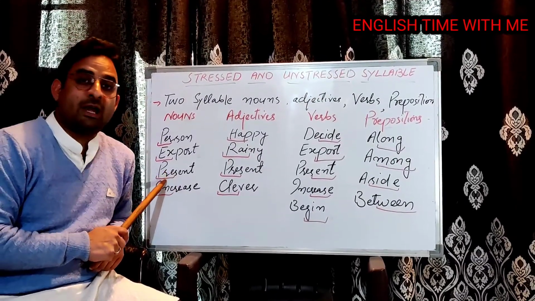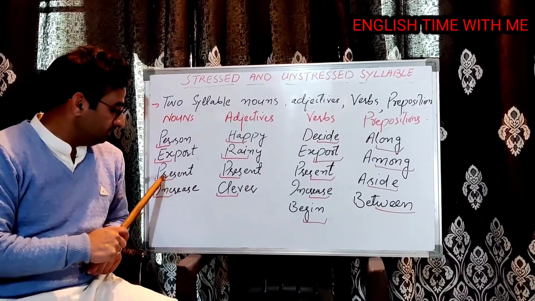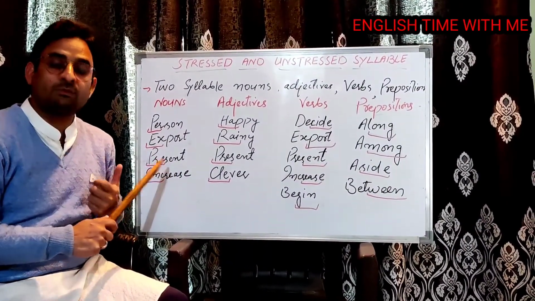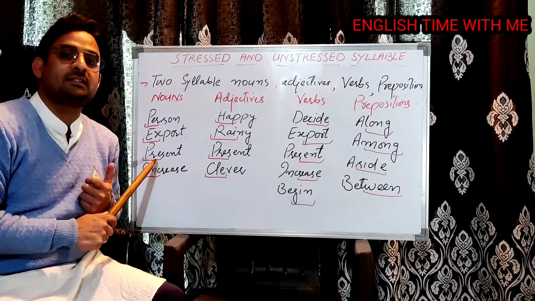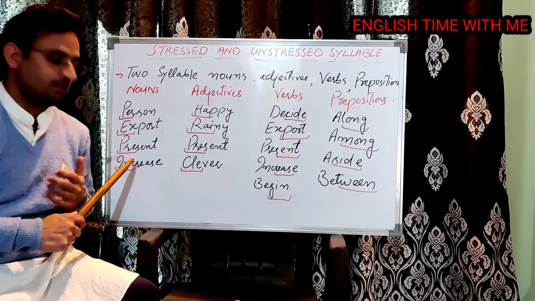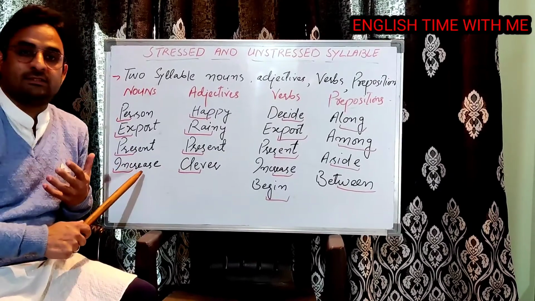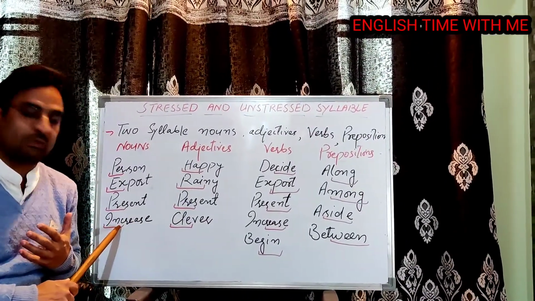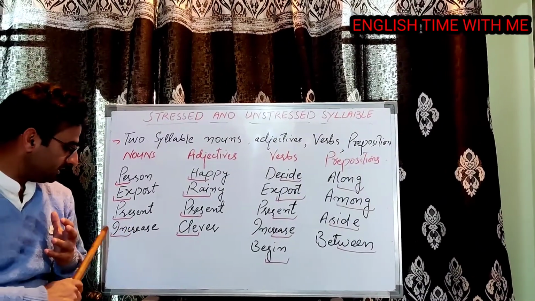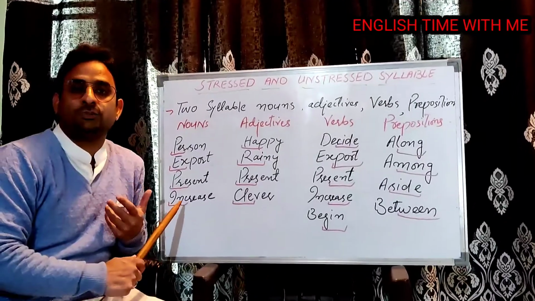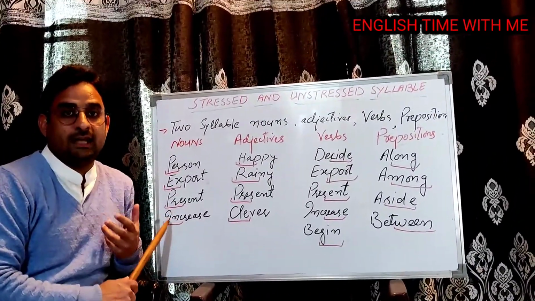Then, "present." We have two syllables here. Because it is a noun, when it is used as a noun, the stress will be on the first syllable. PRE-sent. Then we have "increase." The first syllable will be stressed. There are two syllables, "in" and "crease." "In" will be stressed when it is used as a noun.